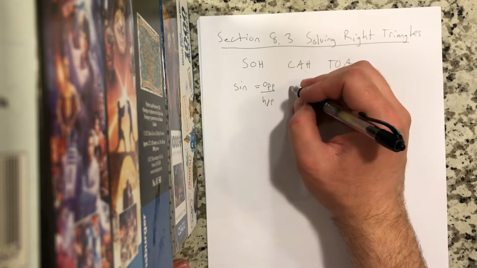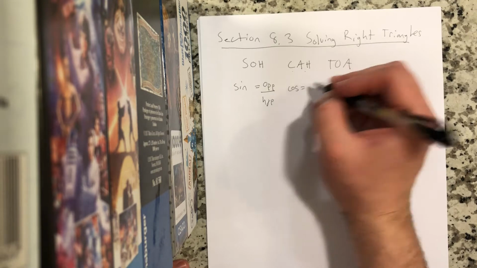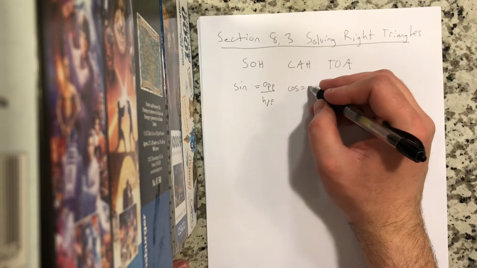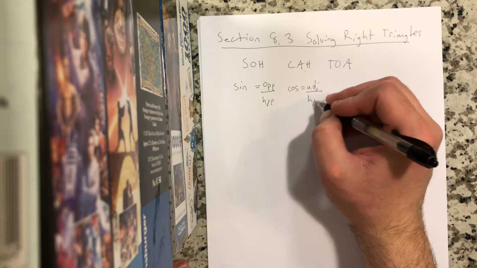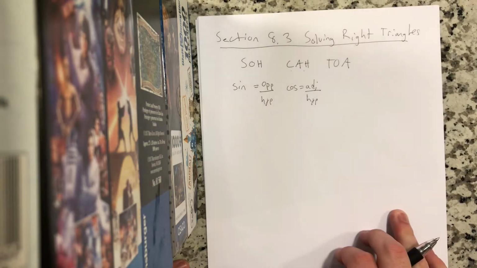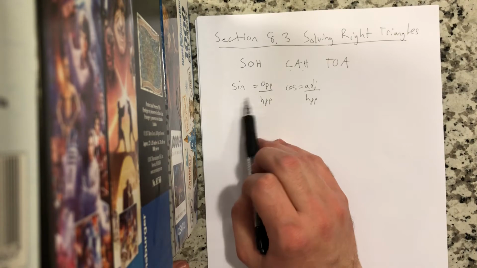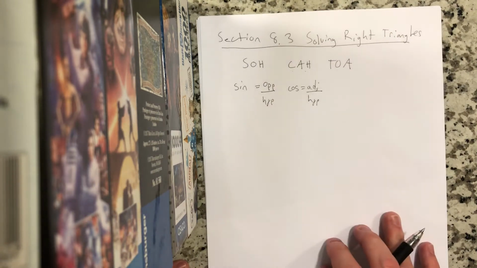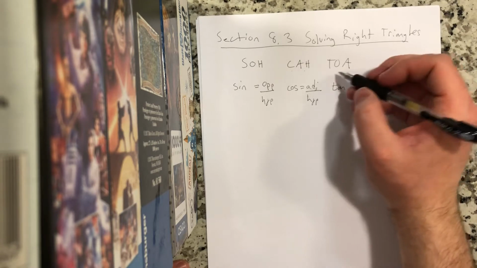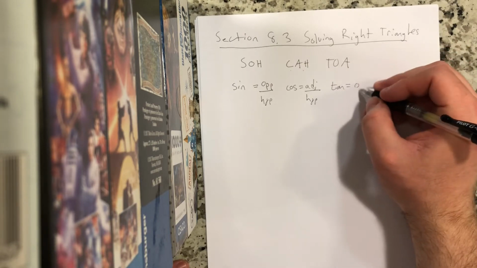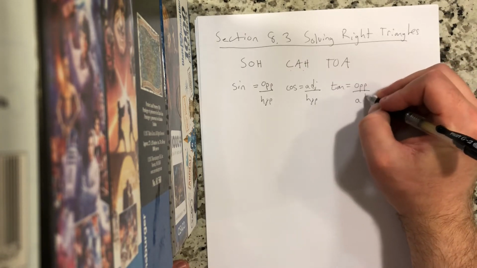CAH, that's going to be the cosine, equal to the adjacent side over the hypotenuse. Also remember, you pronounce this sine, not sin. Hopefully you guys enjoyed that little joke last time. The last one here, TOA. This is going to be the opposite over the adjacent.